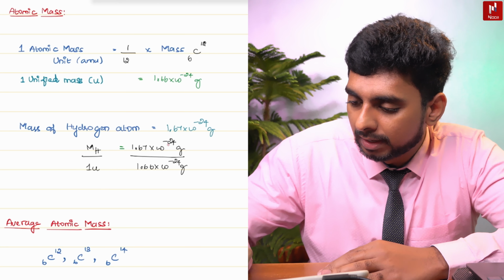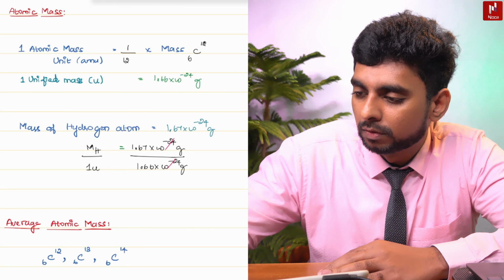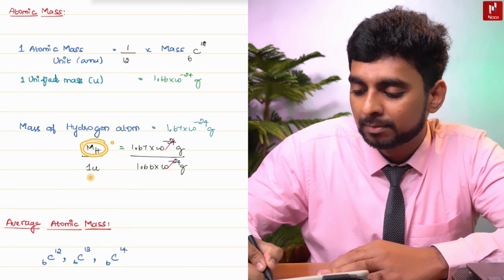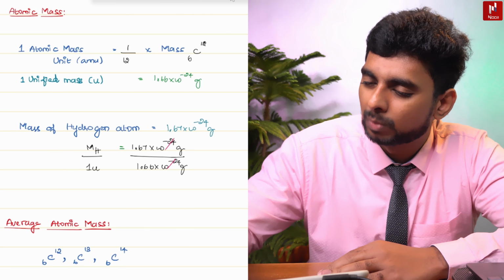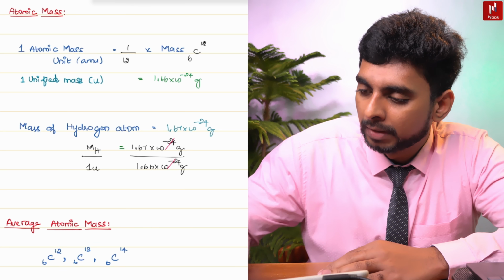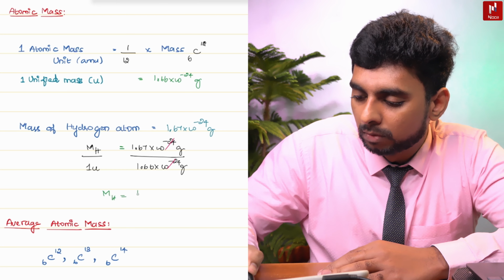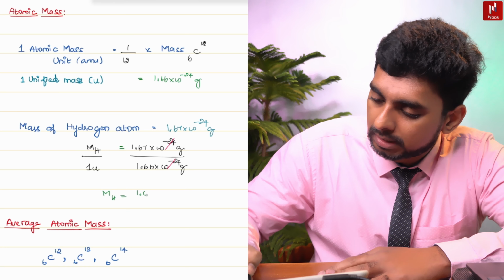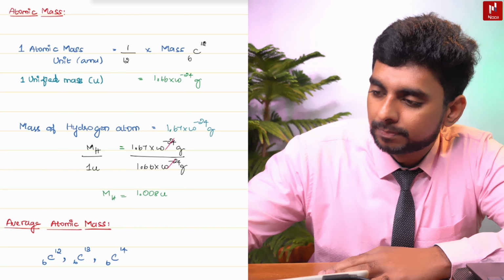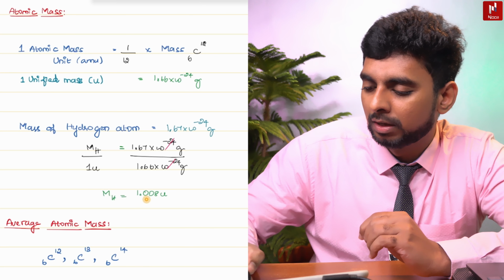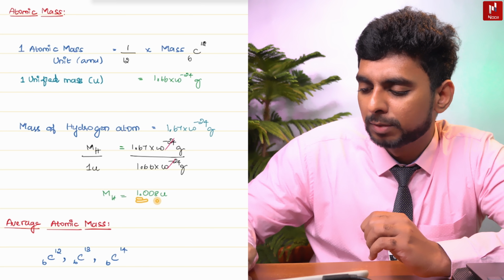If you do the solving, 10 power minus 24 and 10 power minus 24 will get cancelled out. Then you just cross multiply, and you'll get the mass of the hydrogen atom in terms of unified mass. So the mass of one hydrogen atom will be approximately equal to 1.008 unified mass. Got it? This is approximately equal to 1 U itself, because in a hydrogen atom you have only one nucleon. We'll learn more about that in classification of elements.